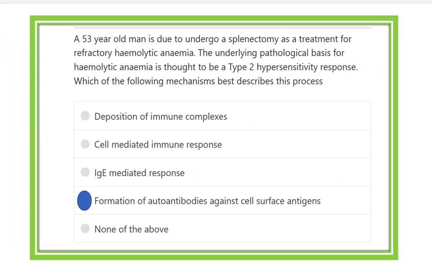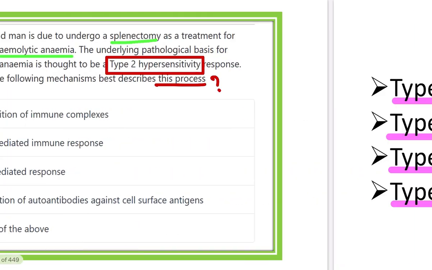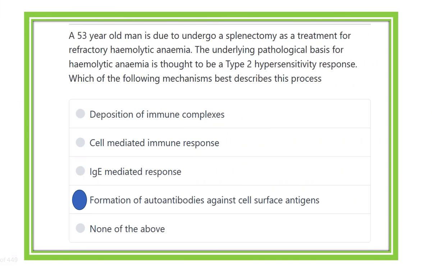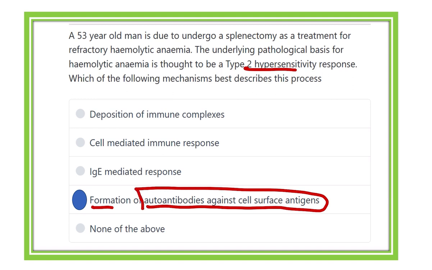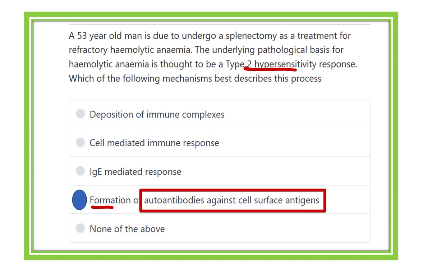So which type is type 2? It is cytotoxic. You can see the antibody against the cell surface antigen binds with the cell surface, and finally the cell is destroyed. Among the other options, immune complex formation occurs in type 3 hypersensitivity reaction. Cell mediated or delayed type is type 4, and IgE mediated is type 1.